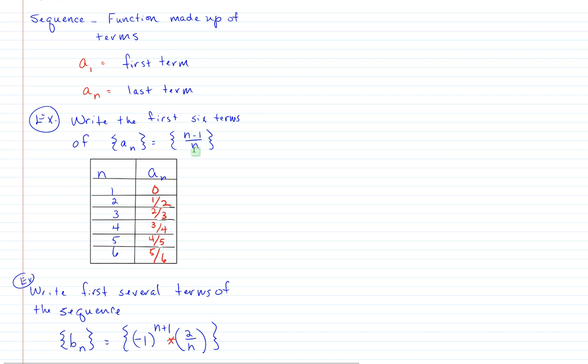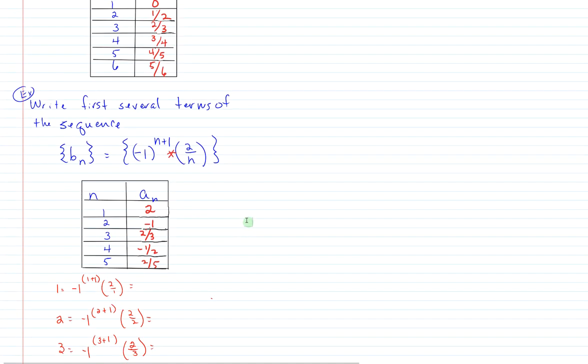So what you want to do is make a chart for yourself and let n be, say, 1 through 6. And then you're plugging these numbers into here. So if I plug in 1, I've got 1 minus 1 is 0, then that one's going to be 0. If I plug in 2, I've got 2 minus 1 is 1 over 2, that'd be 1/2. Plug in 3, 3 minus 1 is 2 over 3. So you do that all the way down and you would get your first 6 terms.